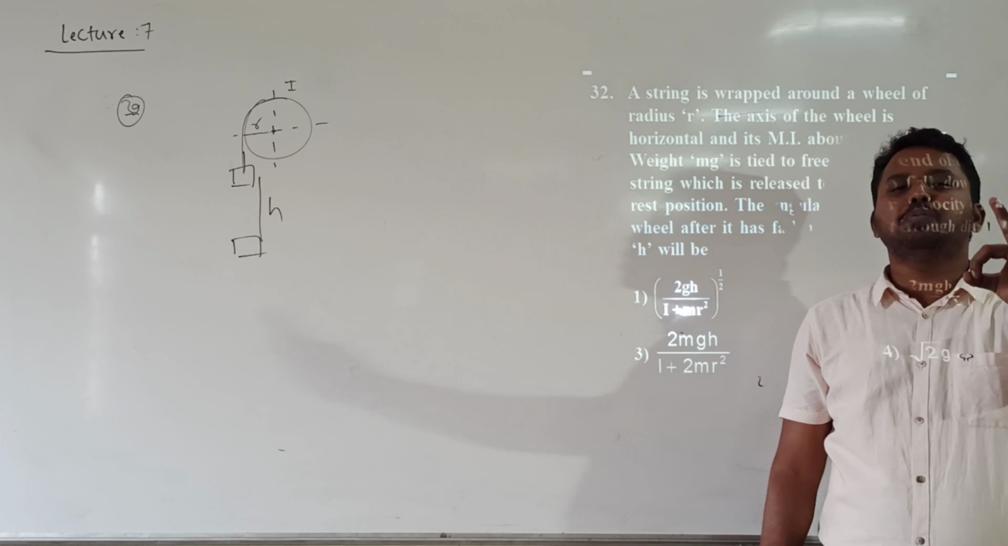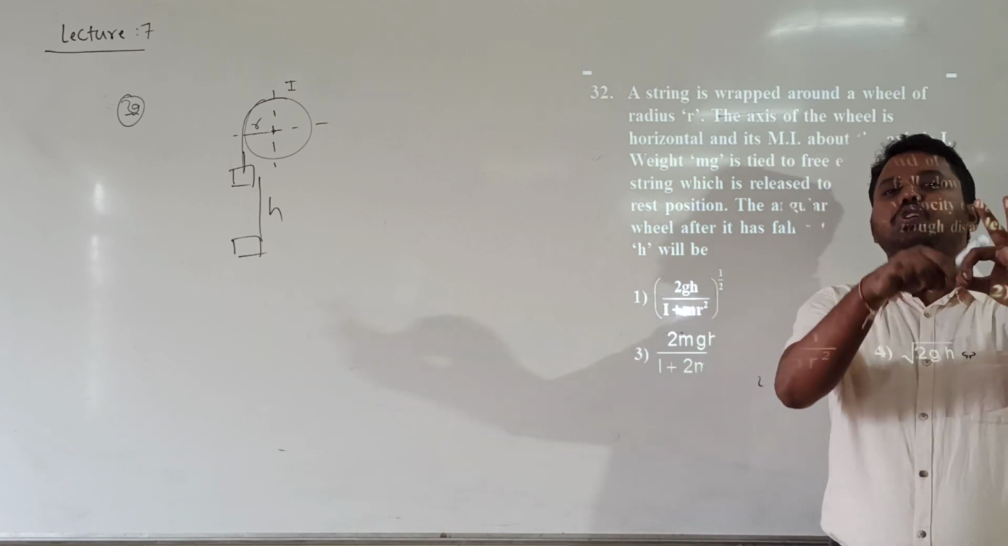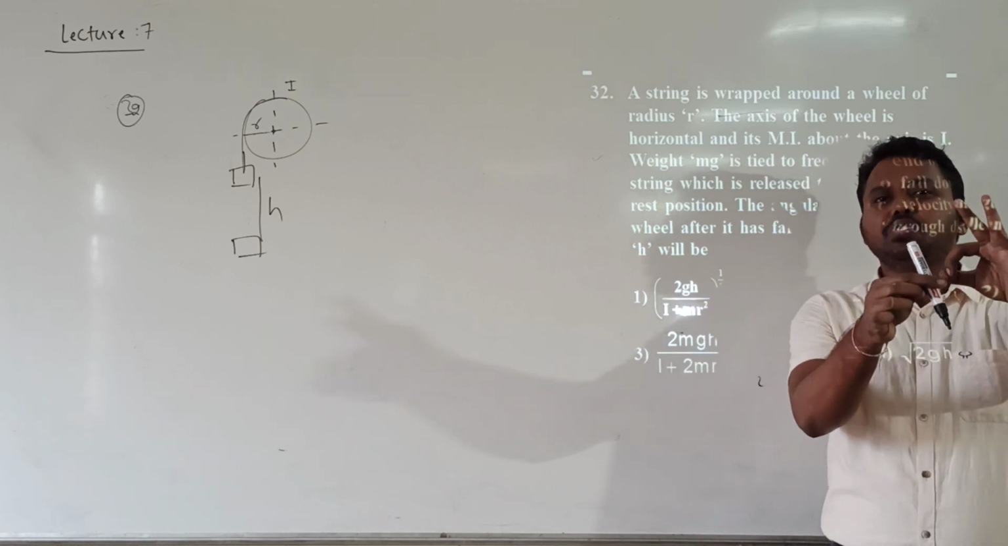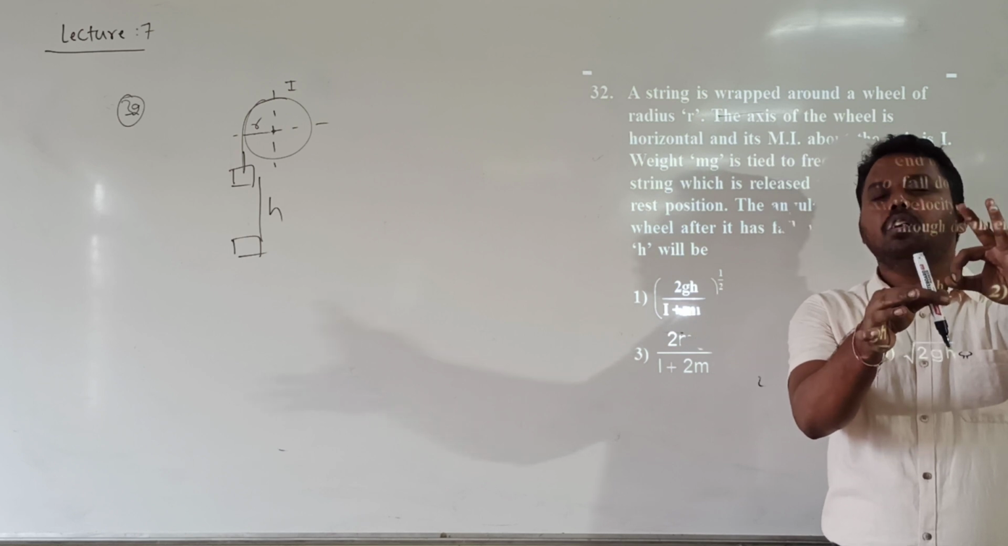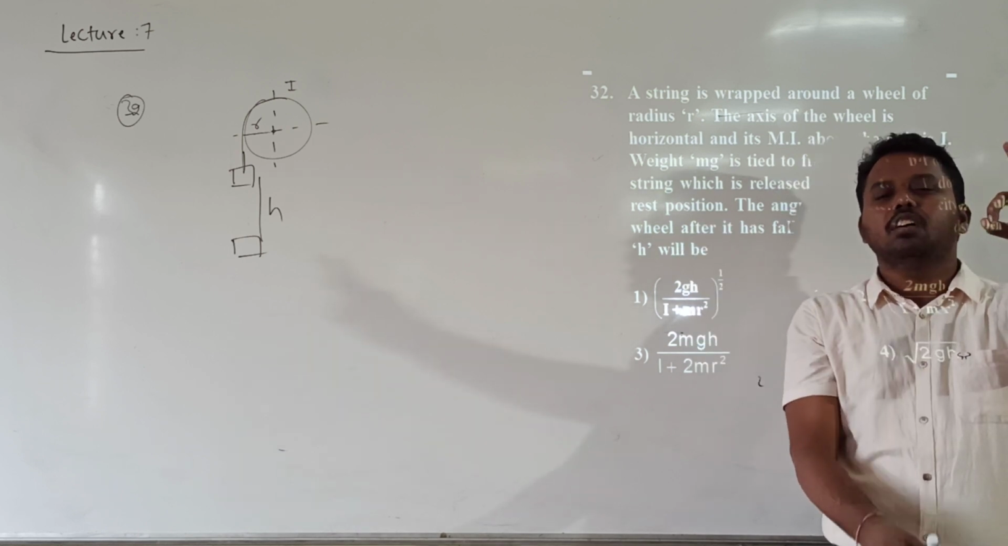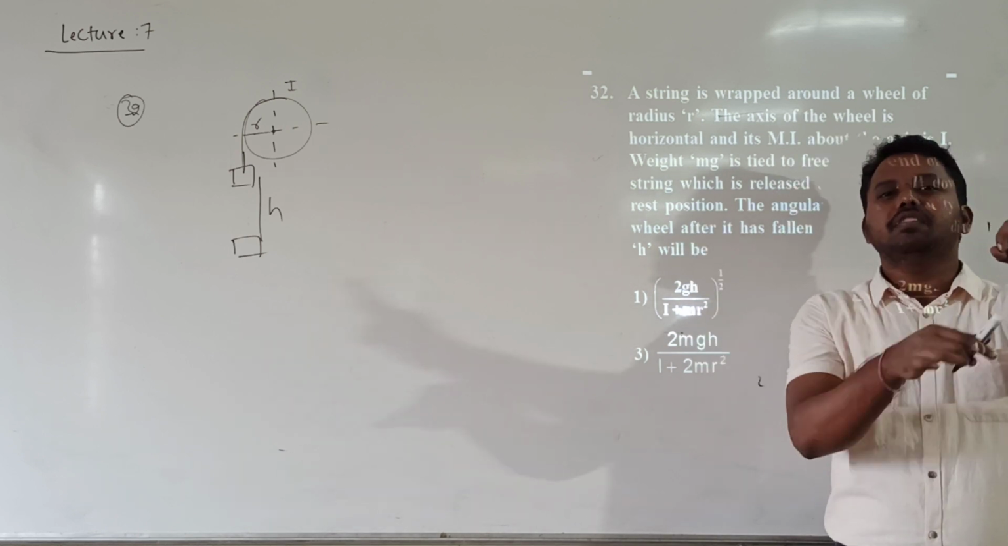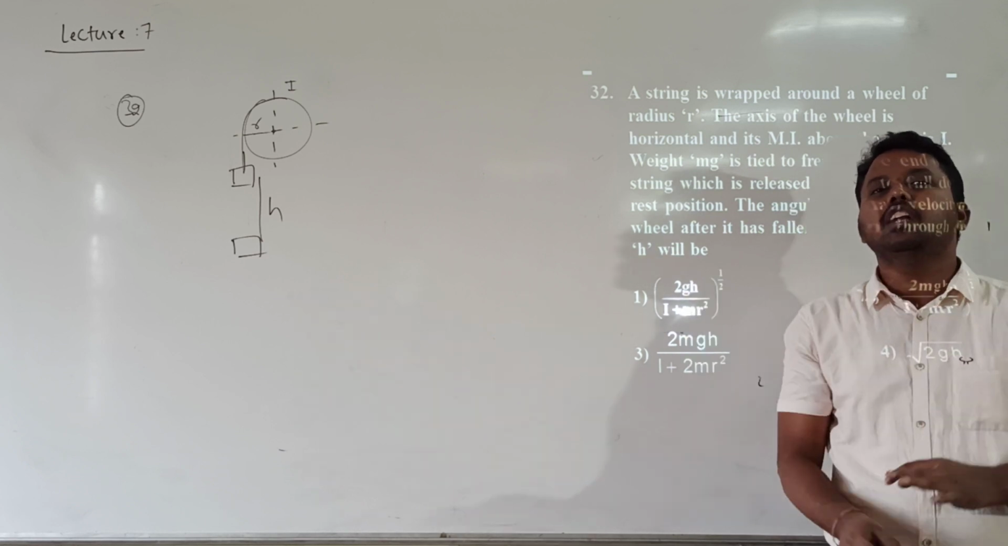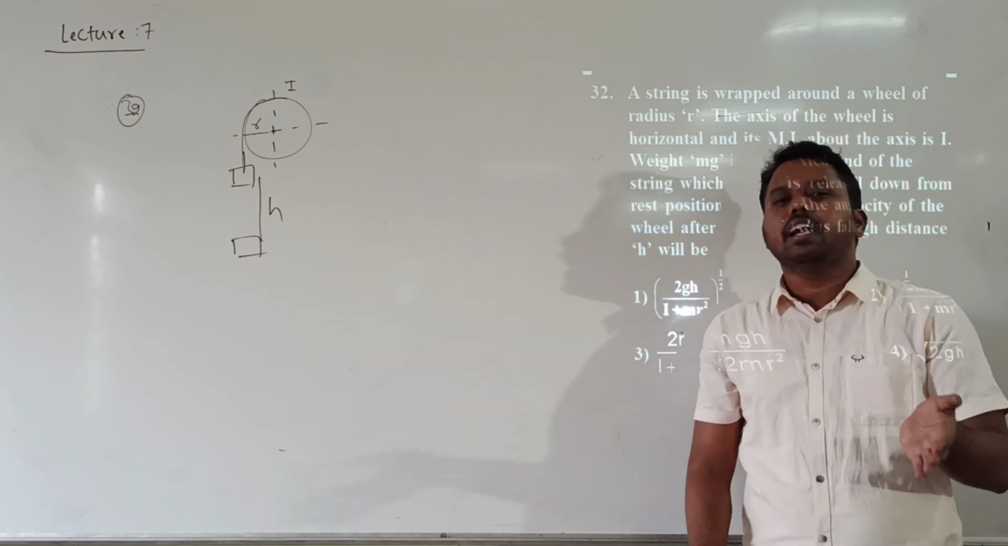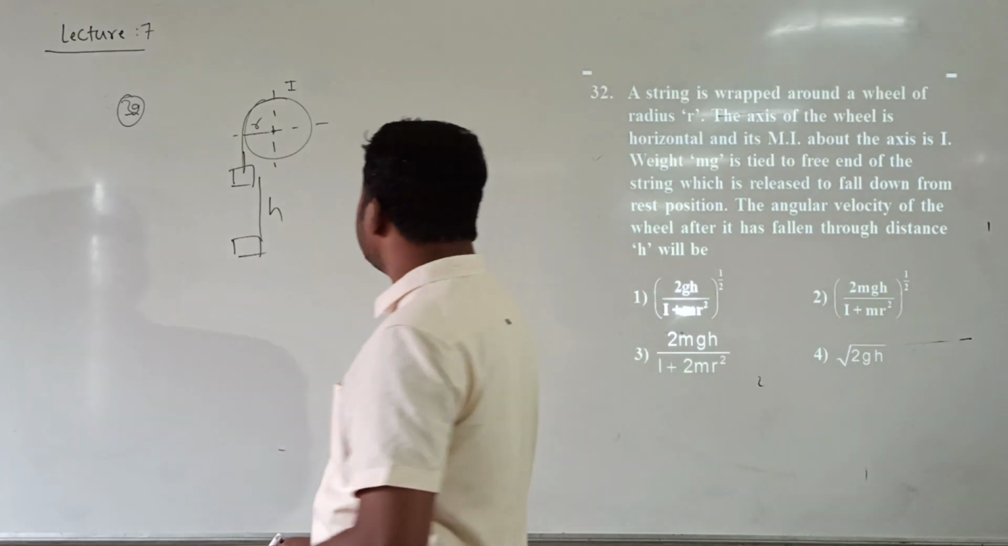Initially the wheel is at rest. A string is wrapped around the wheel, and a block is connected to the string. When we leave the block, it will fall down. When it is falling down, because of the attached string, what happens to the wheel? It will rotate. With what angular velocity will it rotate? They are asking us to calculate that.